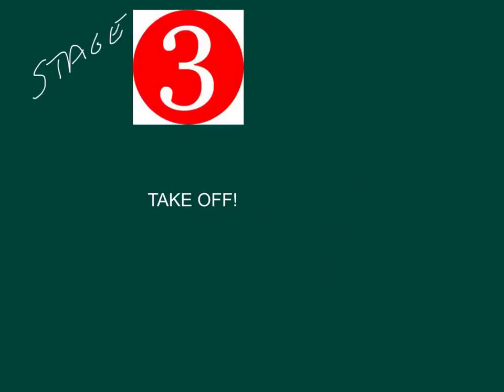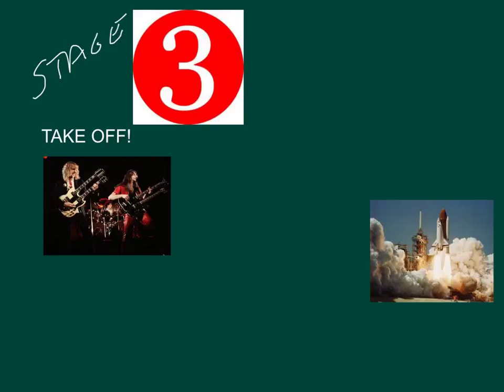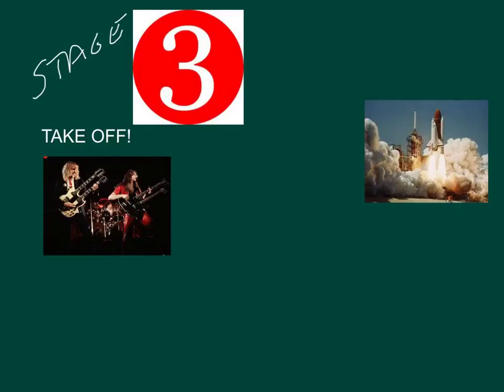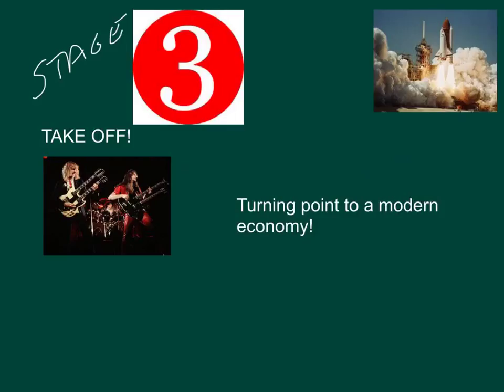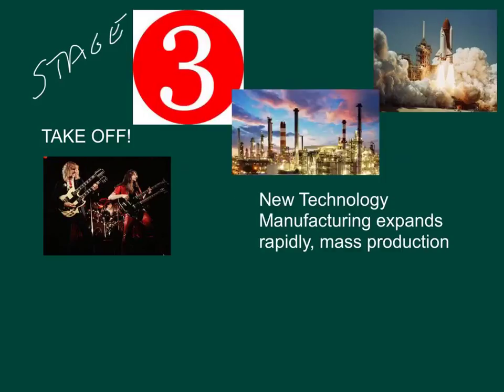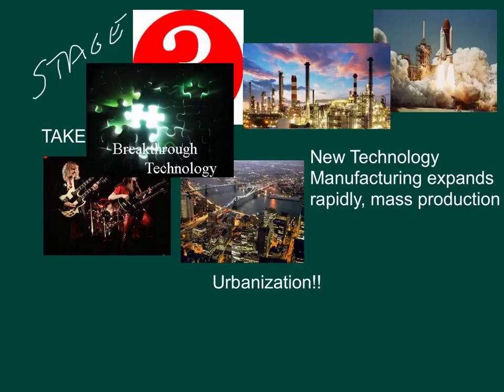Stage 3, take off to the great white north. That's what our Canadian rocker friends have to say. Gotta love Rush. But in this stage, industrial growth is going to take place. Manufacturing expands. There's more mass production, and there's even a little bit of urbanization. So there's a distinct shift from the primary sectors of the economy to now focus on the secondary sectors of the economy. And you should already know what that is by studying human geography.